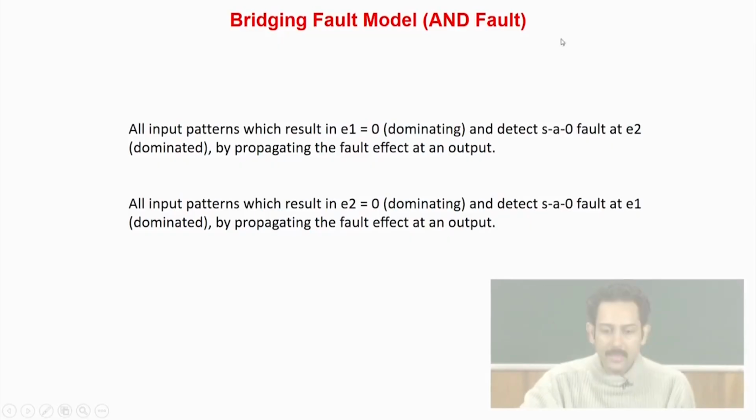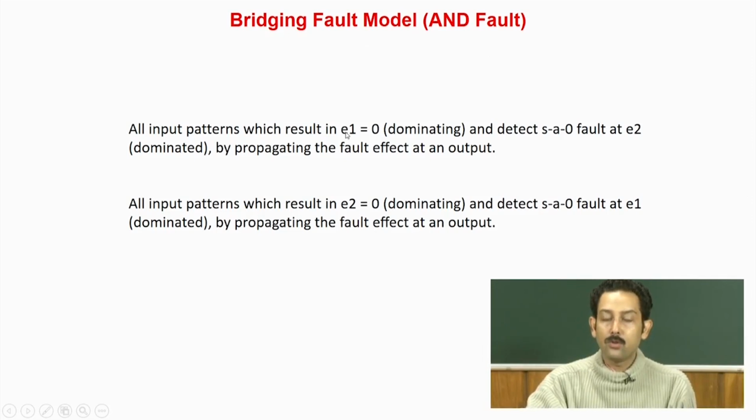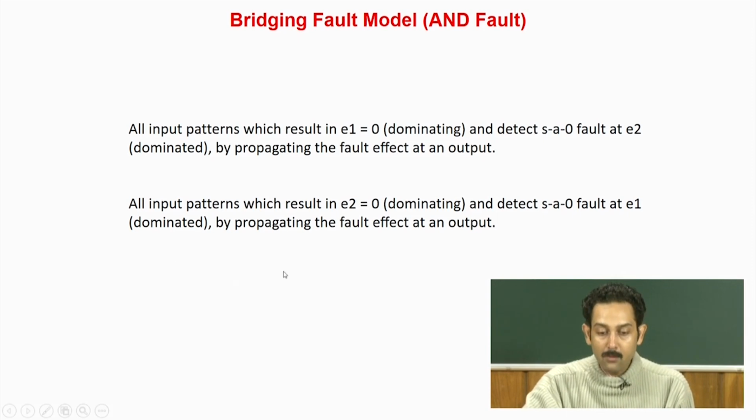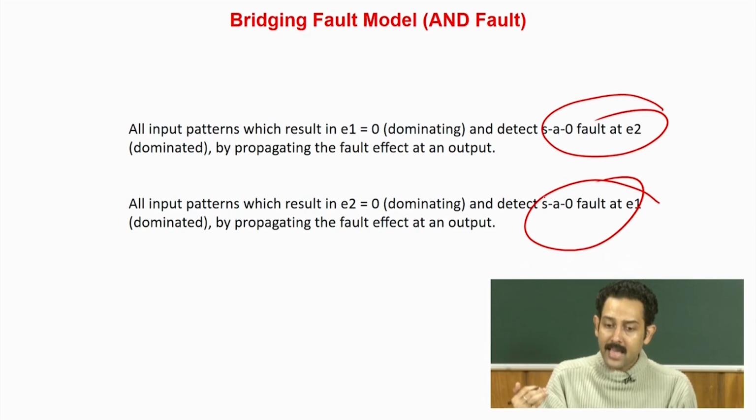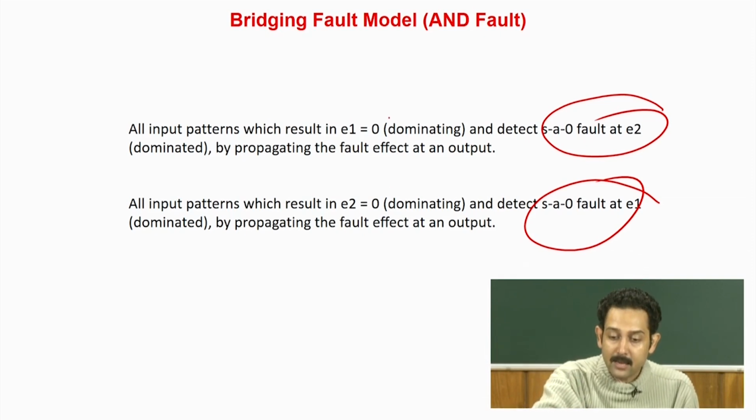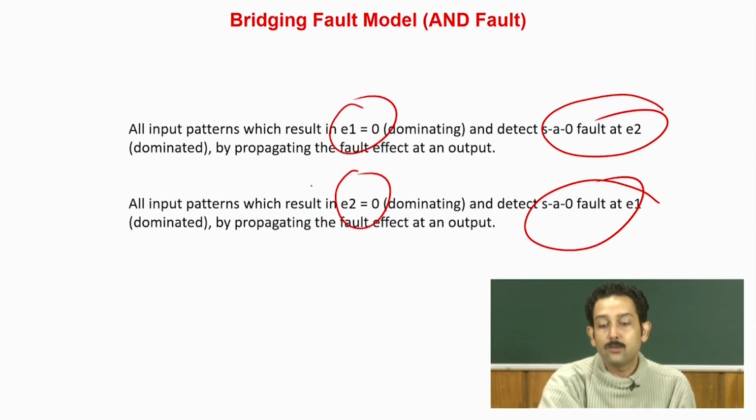So this is what I am saying, you can read through the slide. So all the input patterns which result in E1 equal to 0, so it is the AND gate. So the line which is 0 will try to drive the other gate, so it is basically a dominating line, and detect a stacked fault in E2 by propagating the effect to the output, and this is the other one, in which case E2 should be dominating and you should propagate the value of E1 to the output. So this stacked 0 fault will be de facto tested at both the lines, but only with an additional constraint that in one case E1 should be made 1, in the other case E2 has to be made 1.